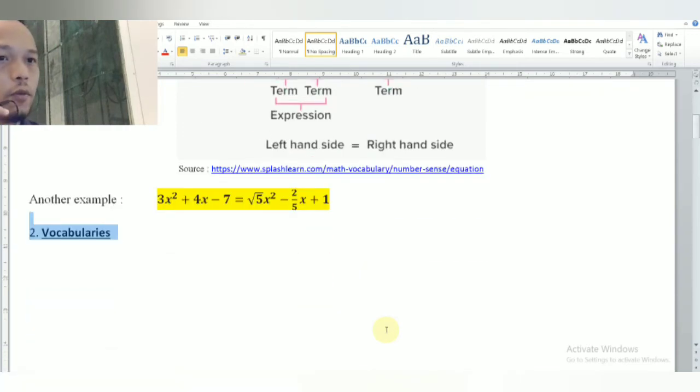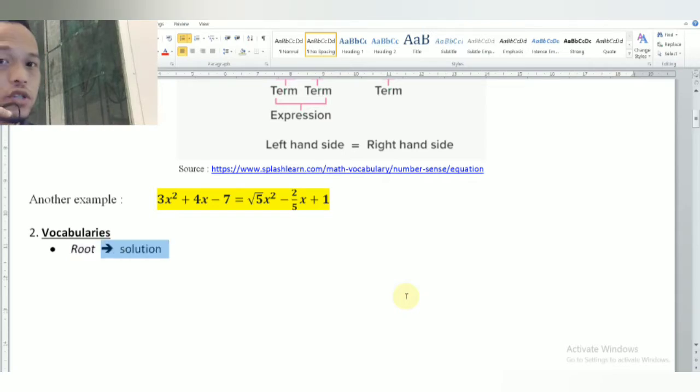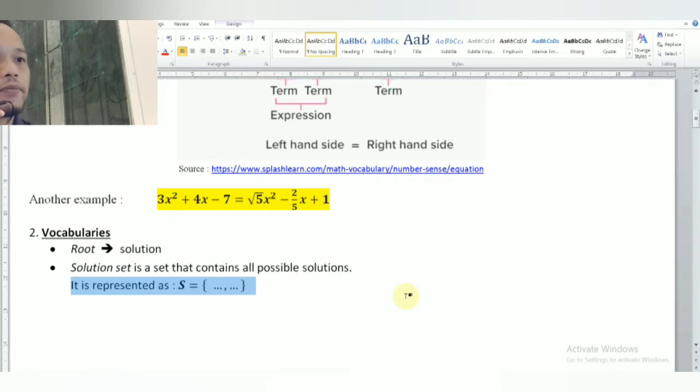How about the vocabularies? These are the new vocabularies for you. The first one is root. Root can be used to replace solution. It's the same meaning as solution. A solution, a root. And a solution set is a set that contains all possible solutions. Later we will speak a lot about solutions, but all the solutions you have must be put into a solution set. Then, how do you write the solution set? It must be like this.